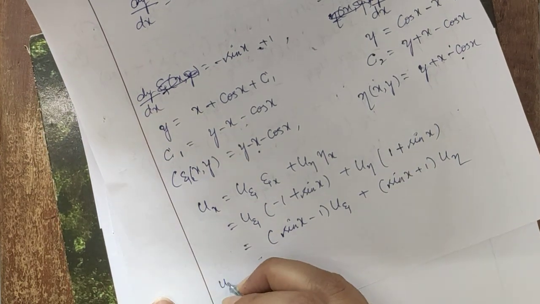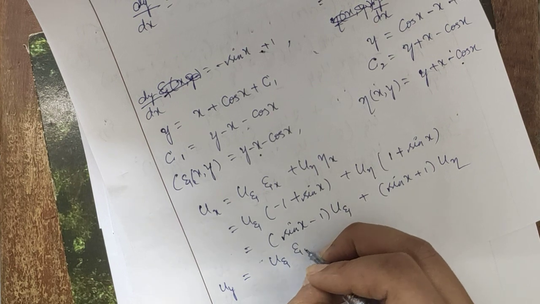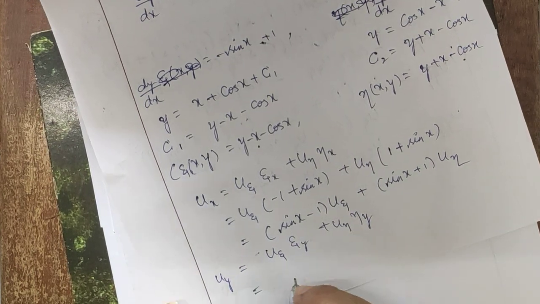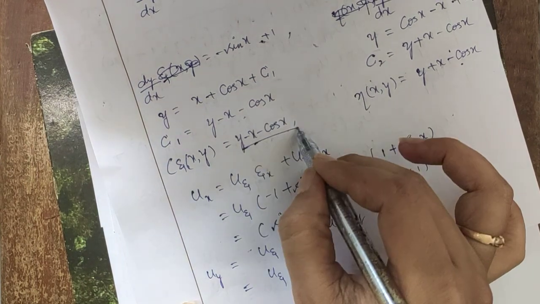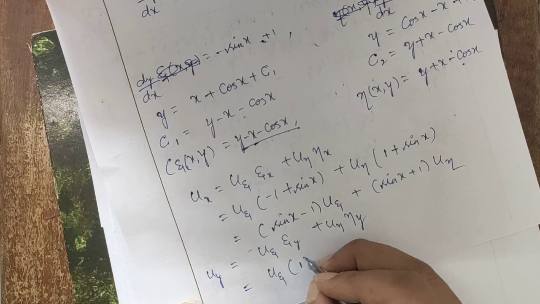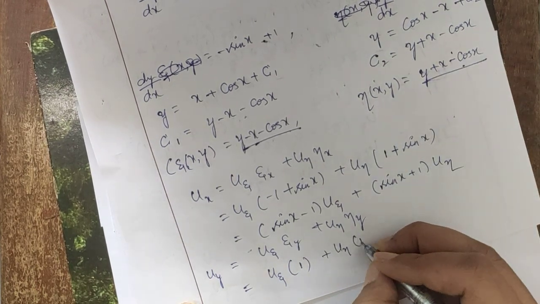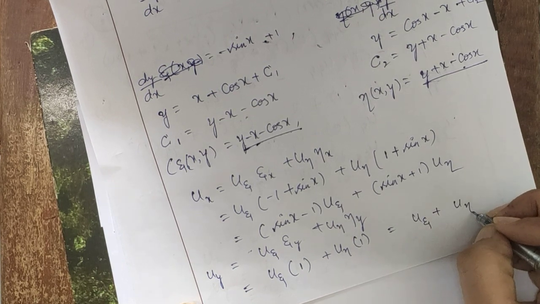So similarly find out uy. Uy is u xi into xi y plus u eta into eta y. Substitute the values: u xi, differentiate xi with respect to y, you will get 1. U eta, differentiate eta with respect to y, you will get 1. So this is u xi plus u eta.